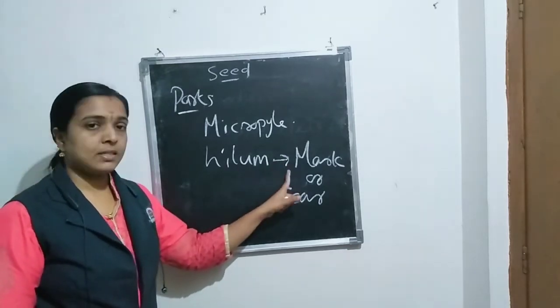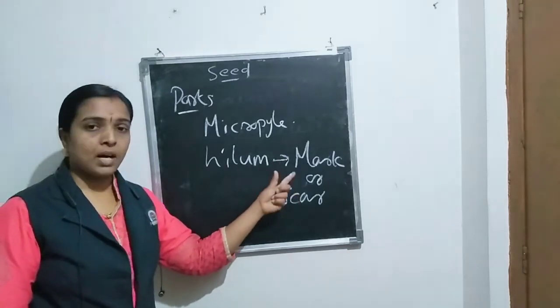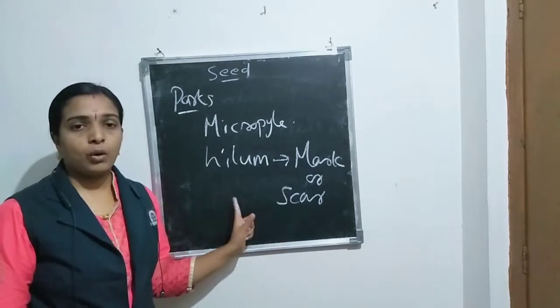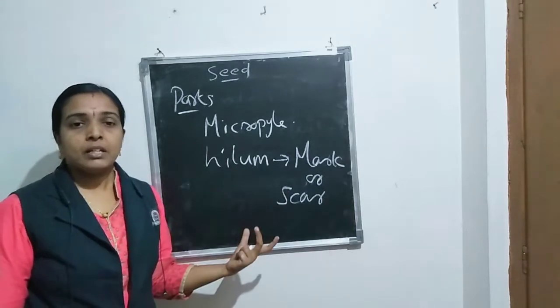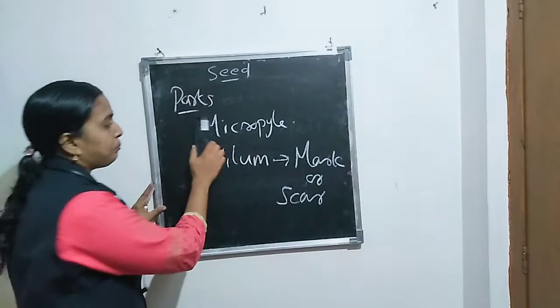Hilum is a mark or a scar found on the seed coat. These are the different parts of a seed.